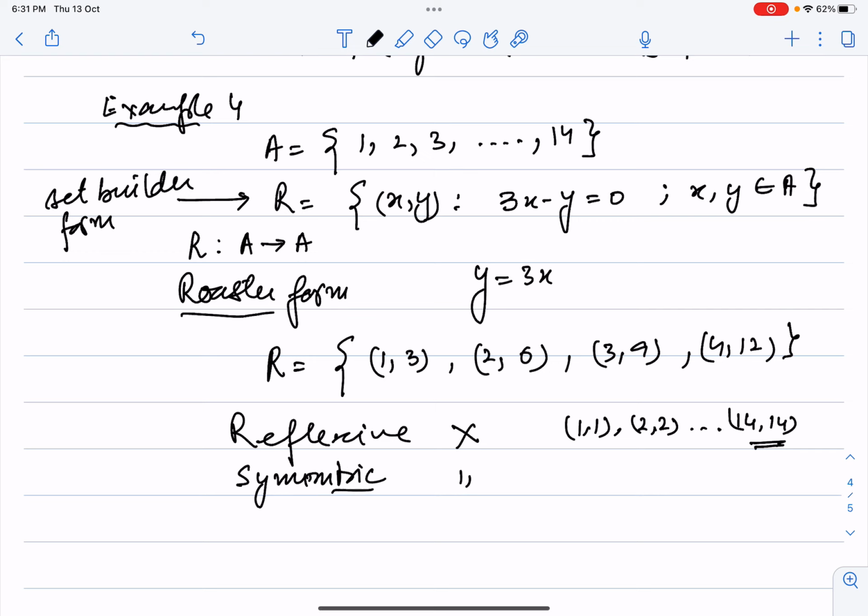Now if say (1, 3) belongs to R, does (3, 1) belong to R? No, it does not belong. So again, it is not a symmetric relation.